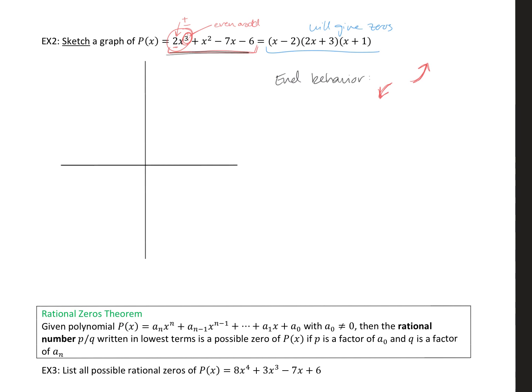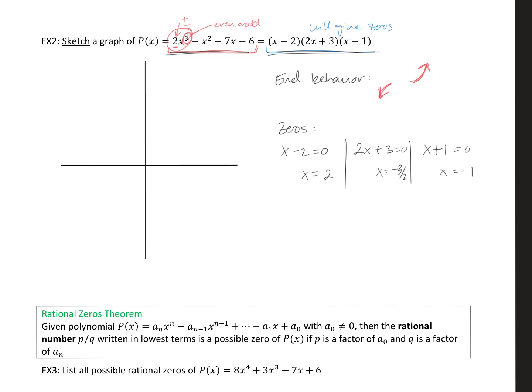And then we know we're going to have 3 different zeros based off of our factored form. Our zeros are going to be, let's see, x minus 2, we'll set each factor to 0 to find our zeros, 2x plus 3, and x plus 1. And then we find out that x equals -1, x equals -3 halves, and x equals 2 are all going to be our zeros.